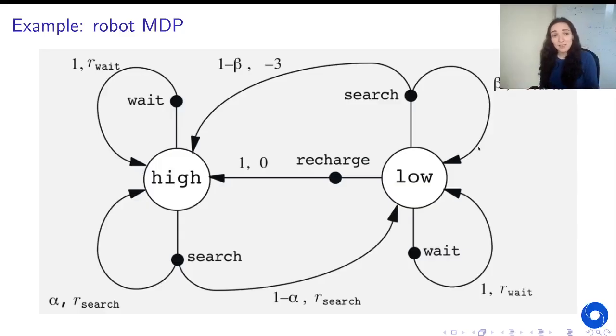Now the last thing I want to mention on this example is just to show you a graphical representation of the MDP. This is something that we would normally use to depict an MDP. So we have the states, high and low battery, as nodes of this graph, and then we have arrows that encode the transitions between these states, and these are annotated with the probability of transitioning from one state to the other and the reward associated with that transition.